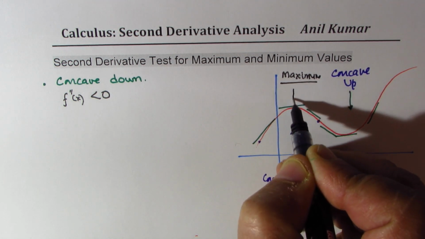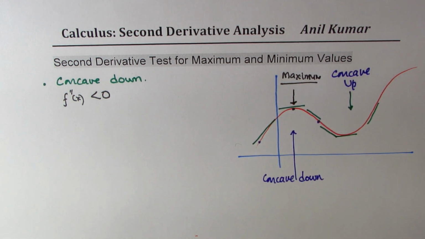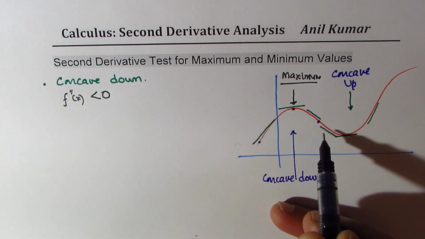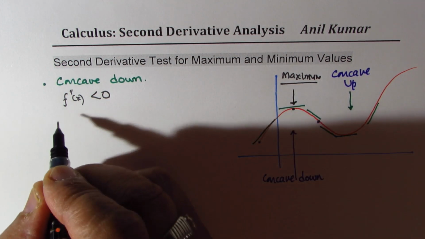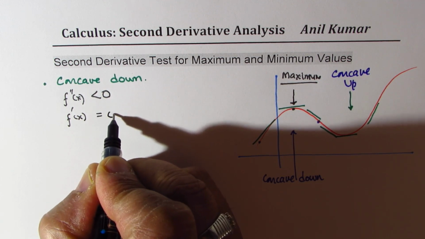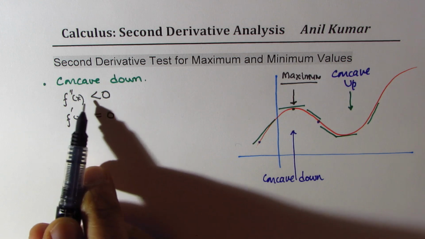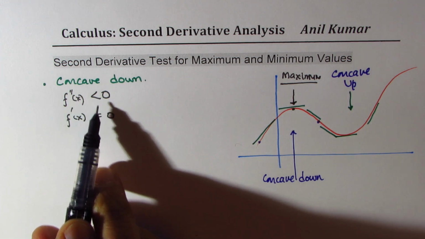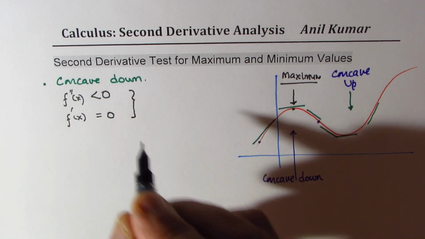Now, how do we verify that this is indeed the maximum point? That is a huge question. So in this part of the curve, you notice two things. That is, at maximum, the derivative of the function is going to be 0. Right? So for a continuous function, derivative is 0, second derivative is less than 0, and this combination gives you maximum.